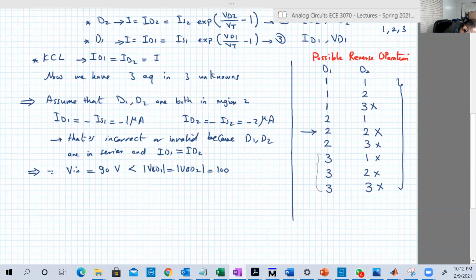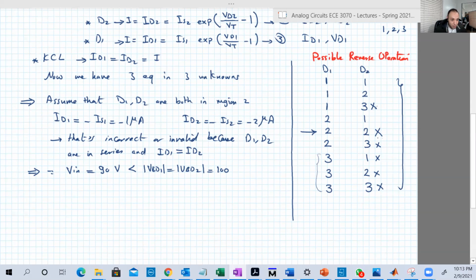Because in these last three, D1 is in breakdown, but it can't be in breakdown because it needs a bigger source voltage. The last one is for sure rejected because both are in breakdown, and you can't have such a thing. And also this one and this one.